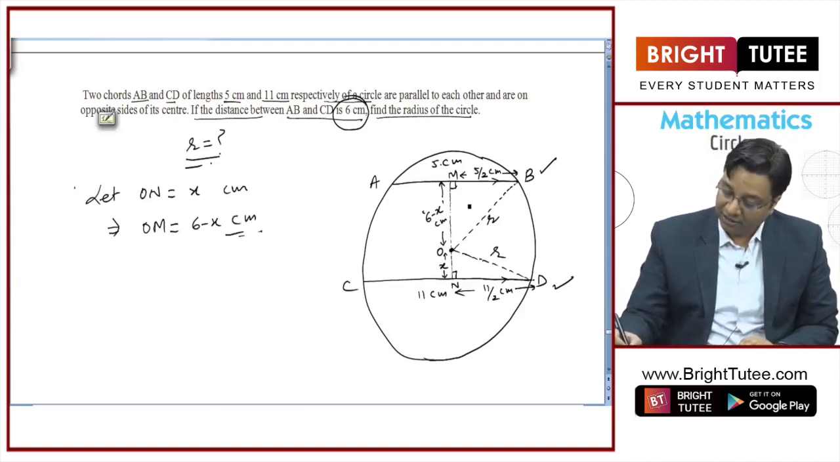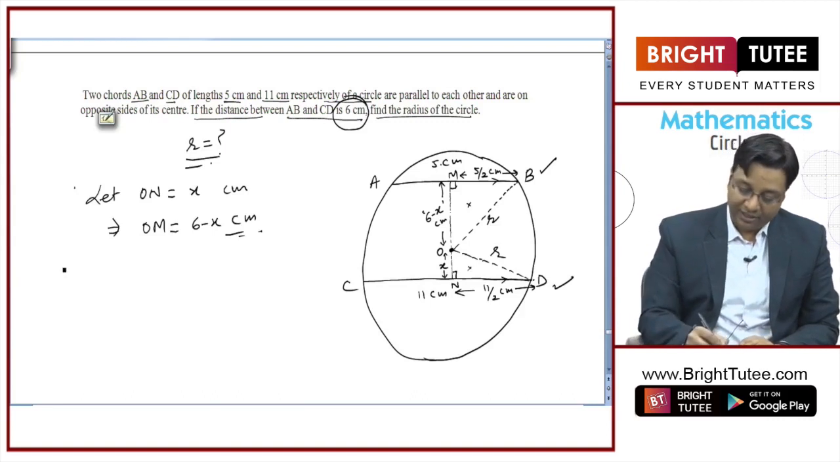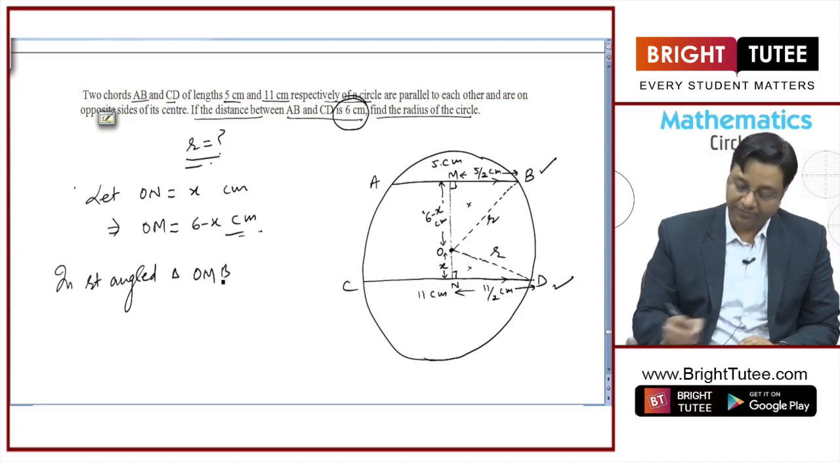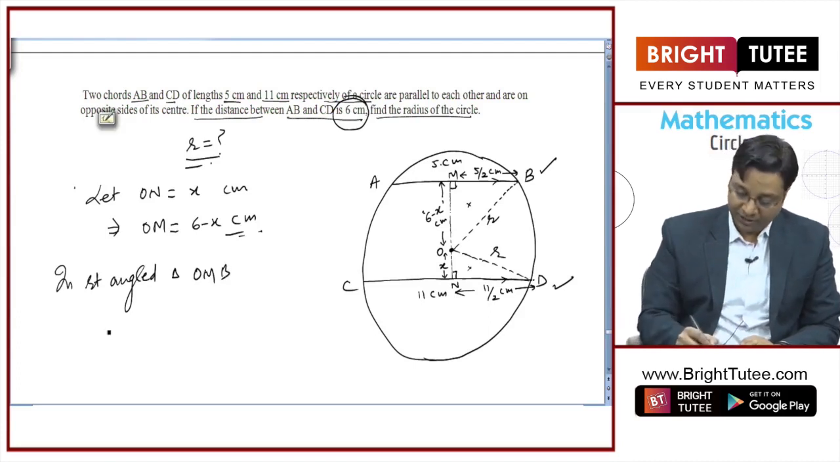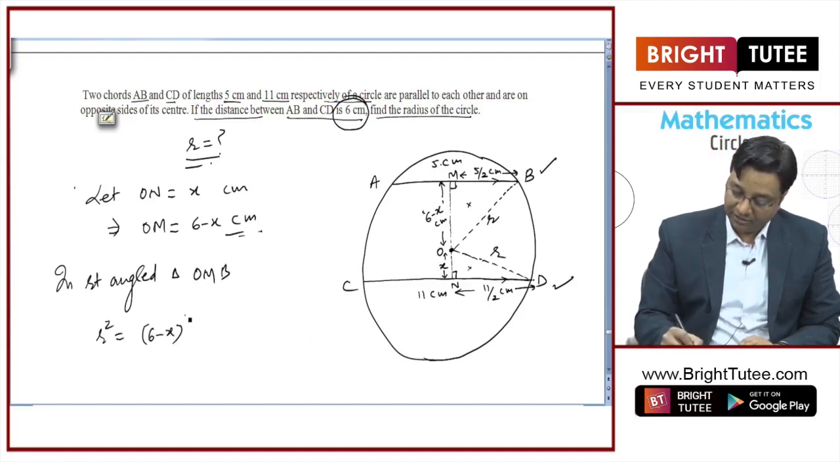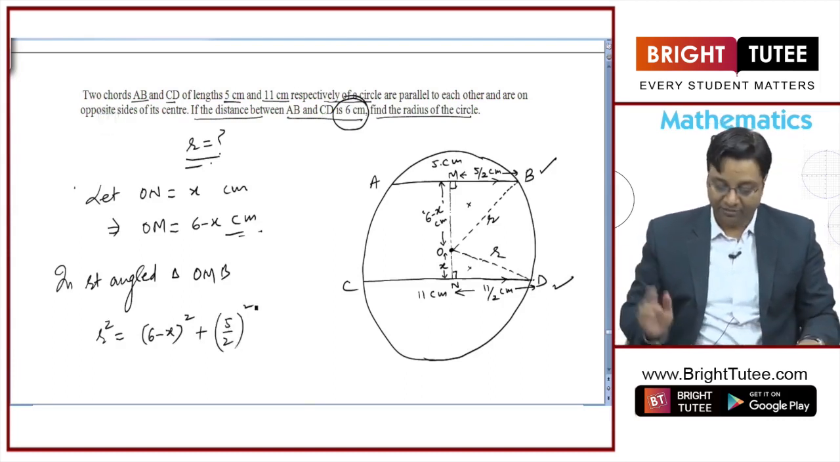Now look at these two right angle triangles. In right angle triangle OMB, I can apply the Pythagoras theorem. So OB square, that is R square, will be equal to (6 minus x) squared plus (5 by 2) squared. I have just applied the Pythagoras theorem.